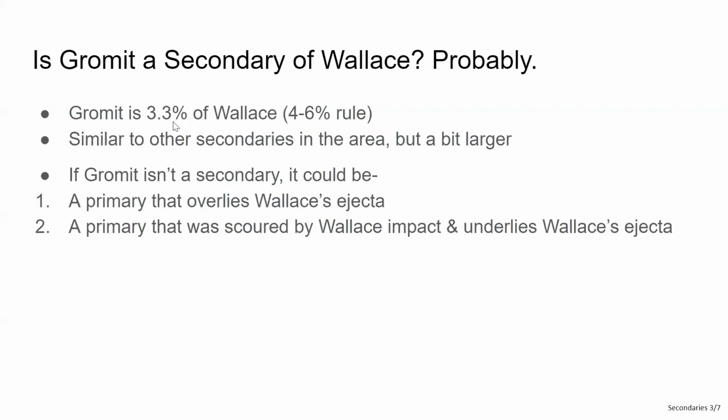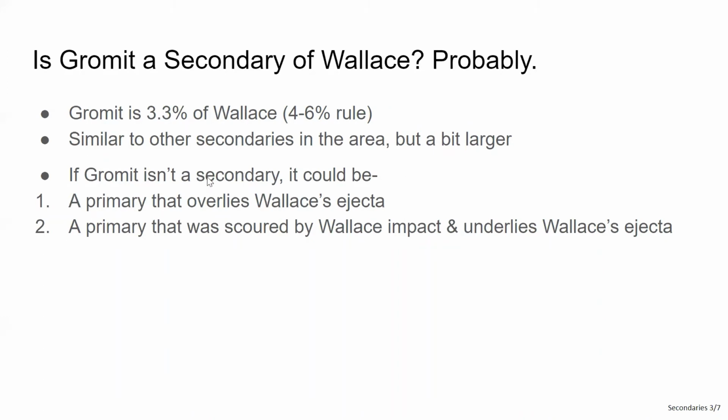Gromit is 3.3% diameter, the size of Wallace, which falls below that 4 to 6% rule, so it's not abnormally large. And it is similar to other secondaries in the area, but from that 99th quantile plot we saw, it is a bit larger than other ones in the area.